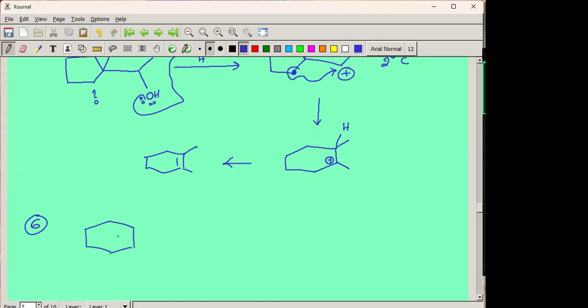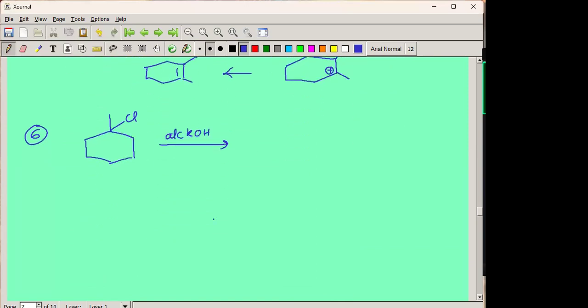And one more example here, I am going to represent this one. Alcoholic KOH. What happens? So what kind of product is formed here? Okay, so that is about compound number 6 and number 7. And here is a chlorine. Alcoholic KOH. Okay. So what type of products do we expect?